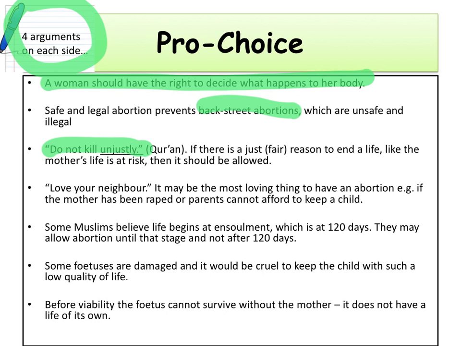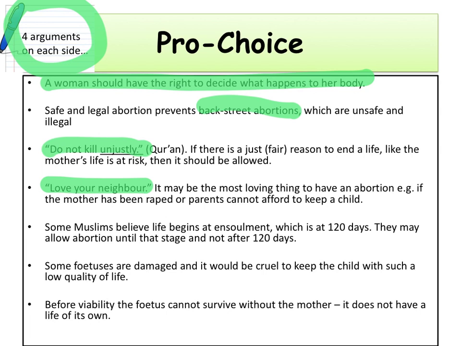Next, we have another religious view, which is love your neighbour. It may be the most loving thing to allow abortion to take place. Examples of this could be if the mother's been raped or if the parents cannot afford to keep a child. Here, we can see that the most loving course of action could in fact be to not allow the pregnancy to go ahead.